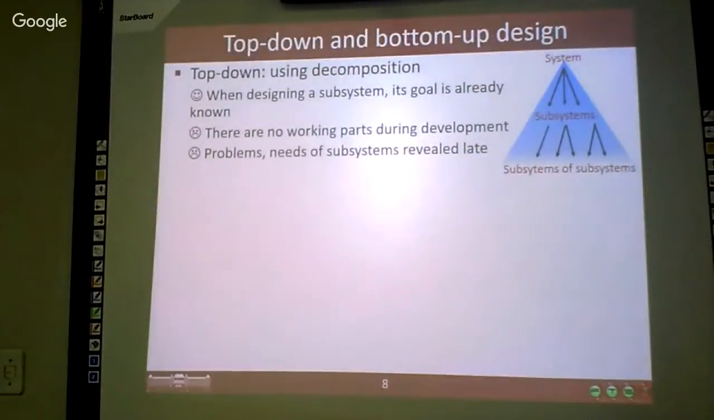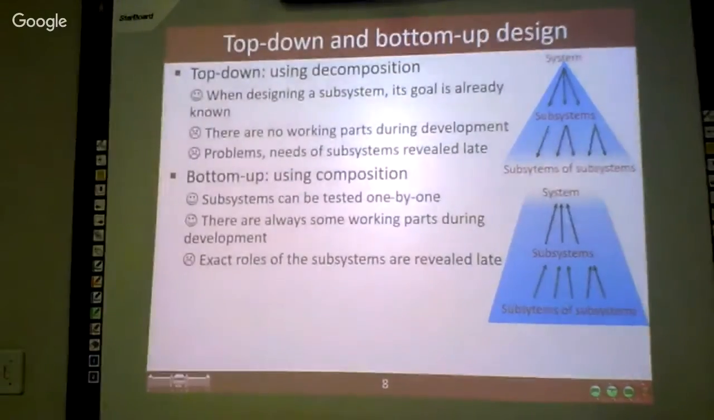Using decomposition, we go from top to down, and it is an advantage that when designing a subsystem, its goal is already known. The problem is that there are no working parts during development, and problems can occur when the needs of subsystems are revealed late. So we go from the system level to the subsystem level.